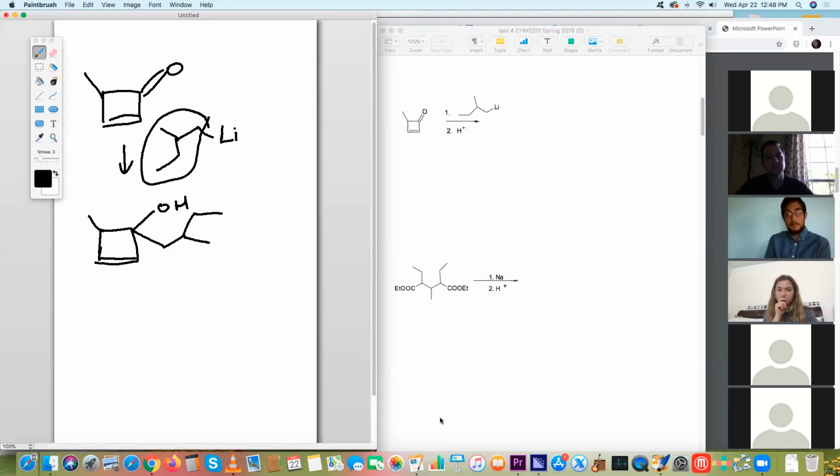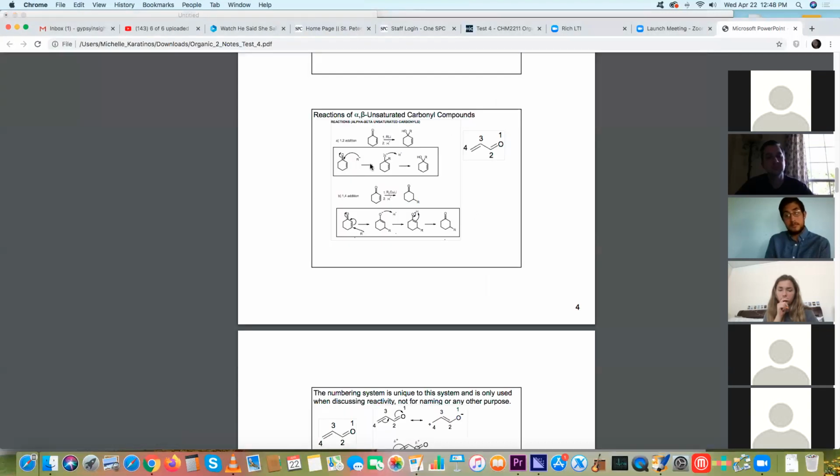The mechanism is what I've got going on over here. You can see how that goes. How the negative comes in, attacks the C double bond O, then the negative takes the H plus, and you'll notice the double bond here remains intact. Does anybody have any questions? Okay.